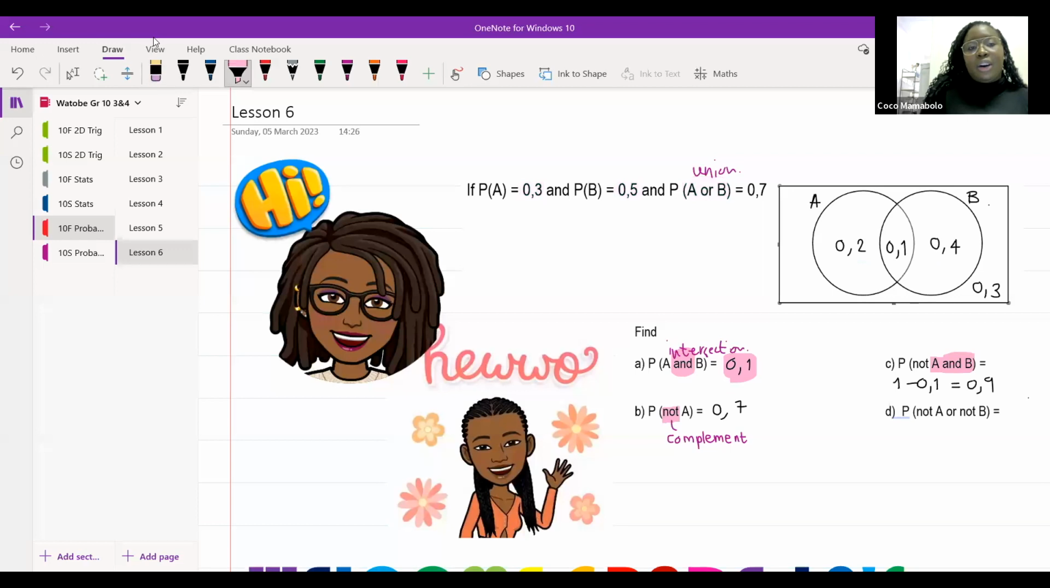Now, over here, they tell us that the probability of A is 0,3, right? So the probability of this part here is 0,3. The probability of B is 0,5. But because they both share an intersection, the whole of B must equal 0,5. That's why I've written 0,4 here and 0,1 in the middle. And the whole of A must be 0,3. That's why I've got 0,2 here and 0,1 in the middle. Am I making sense? Okay, because together they need to.